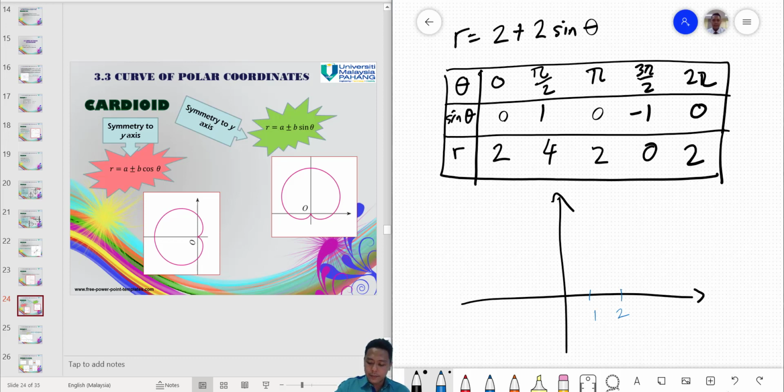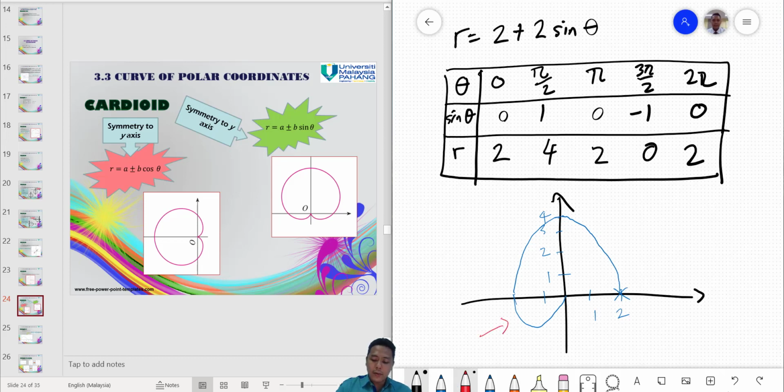And then the movement from 0 to pi over 2 or 90 degrees is expanding to 4. Let's say here. And then it goes back to 2 and it's approaching 0 distance.